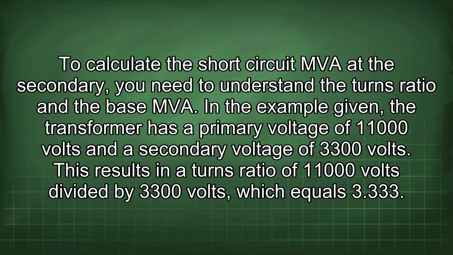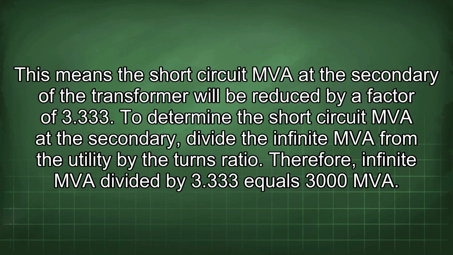In the example given, the transformer has a primary voltage of 11,000 volts and a secondary voltage of 3,300 volts. This results in a turns ratio of 11,000 volts divided by 3,300 volts, which equals 3.333. This means the short circuit MVA at the secondary of the transformer will be reduced by a factor of 3.333. To determine the short circuit MVA at the secondary, divide the infinite MVA from the utility by the turns ratio. Therefore, infinite MVA divided by 3.333 equals 3000 MVA.